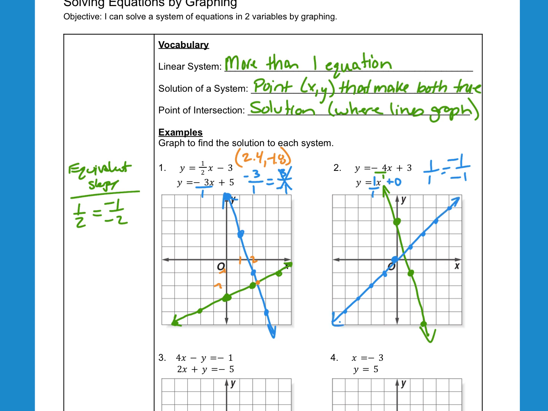And again, they don't cross at a whole number point, so we estimate. Maybe they cross at 0.5, 0.5, or something close to that.